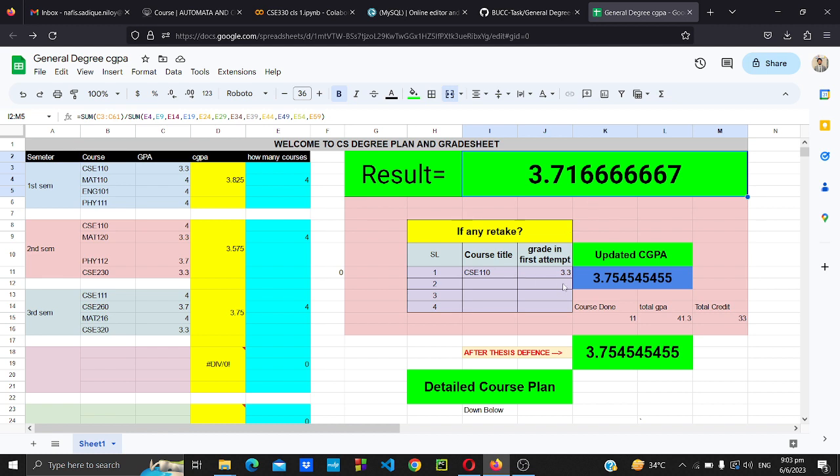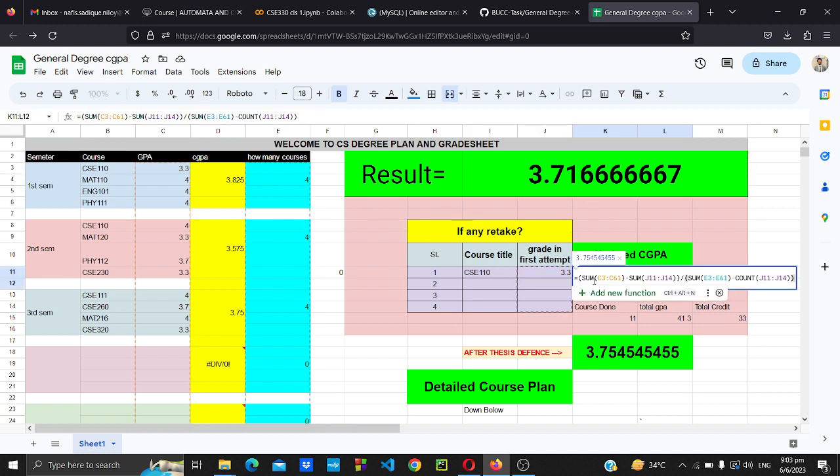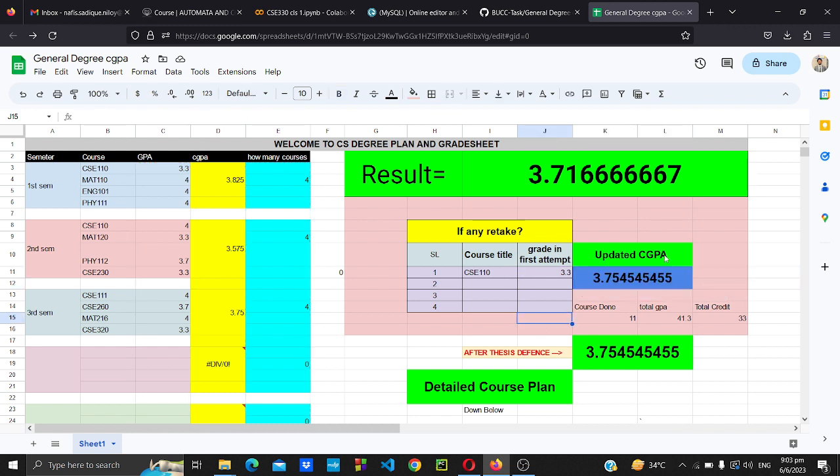And in case of a repeat, as he has taken a repeat, we have an updated calculator which is calculating the previous result and then subtracting the count and the CGPA from this grade sheet, in the retake grade sheet, and it's going to update the CGPA. In course done, we have to use the same technique. How many courses he has done, we have calculated that and then subtracted the number of counts of retaken courses. And in case of GPA, we have just added the summation of the total GPA and subtracted the retake amount. And in case of credit, we have just multiplied the courses done by 3, as all the courses of CSE are 3 credit.